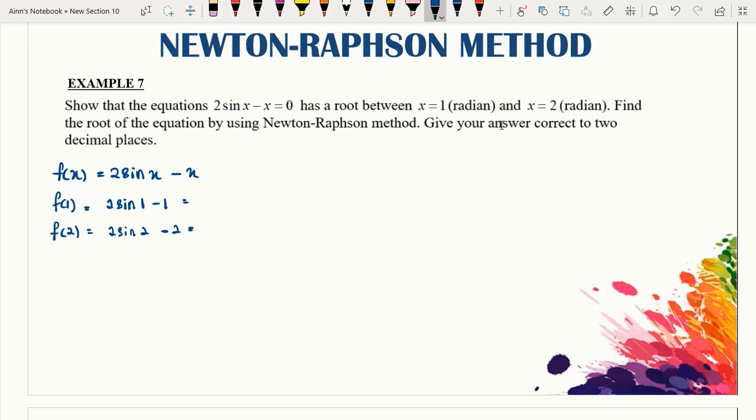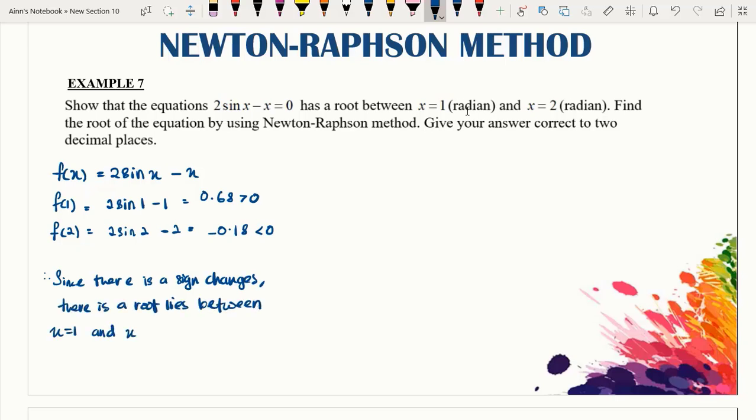Make sure when you deal with trigonometric functions, your calculator is in radian mode, because the question gave us radians. So f(1) we will get 0.68, which is positive, and f(2) we will get negative 0.18, which is negative. So now we know that there is a sign change. Make sure you don't forget to write your conclusion. Since there is a sign change, there is a root that lies between x equals 1 and x equals 2. Now we can proceed to find the root of the equation by using the Newton-Raphson method.